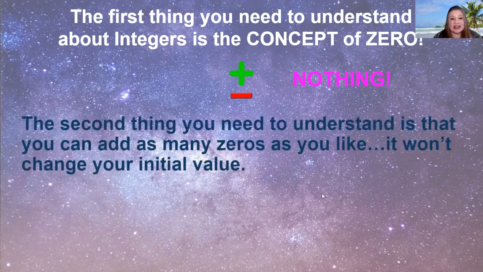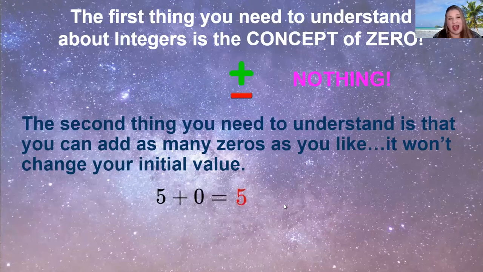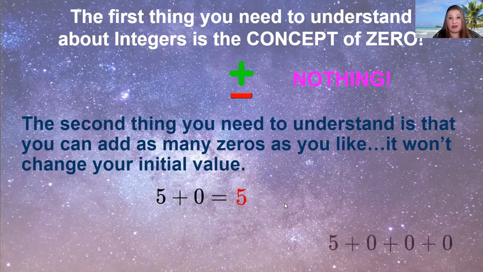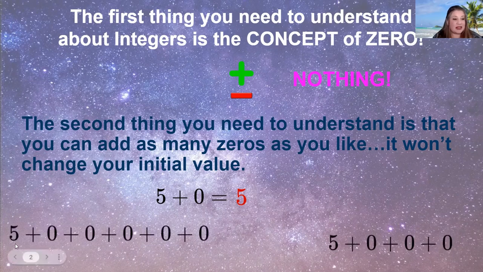Okay. The second thing you need to understand is that you can add as many zeros as you like. It will not change your initial value. So let's say your initial value is 5. You do 5 plus 0, you're still going to have 5. You do 5 plus 0 plus 0 plus 0, you're still going to have 5. 5 plus 5 zeros, you're still going to have 5.